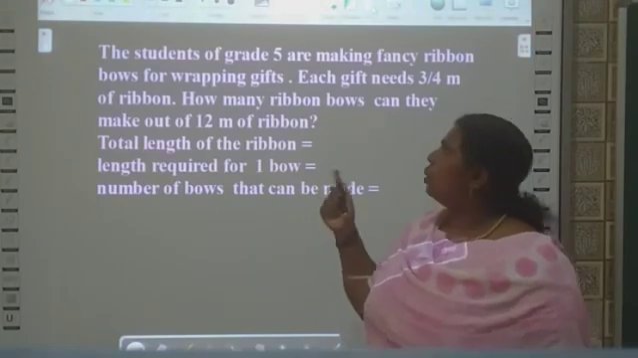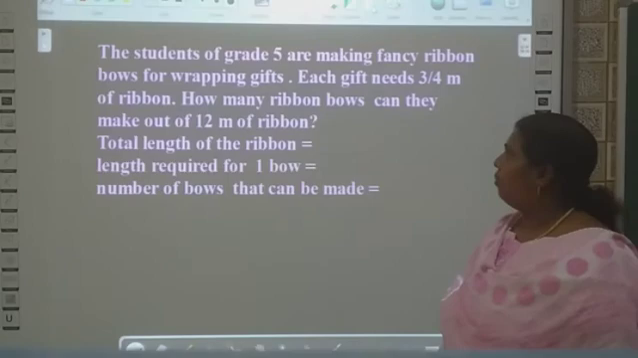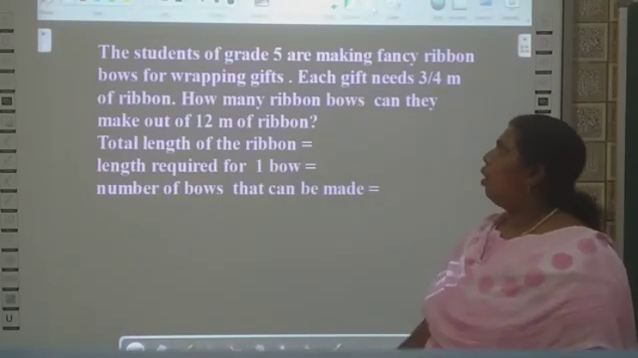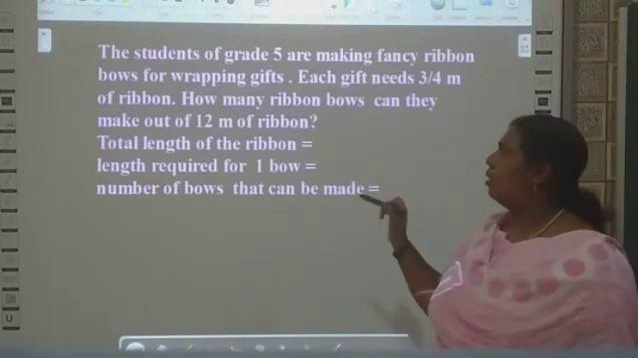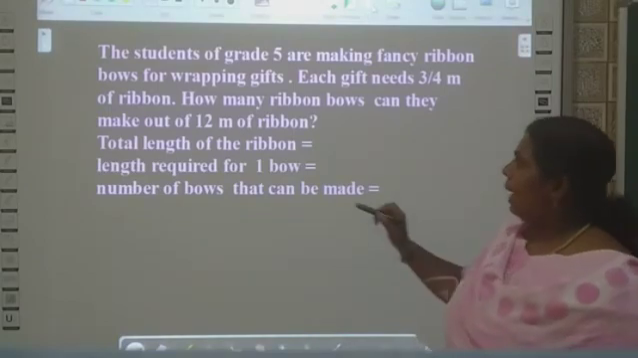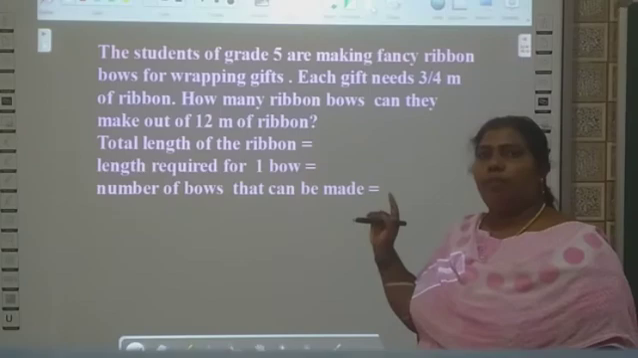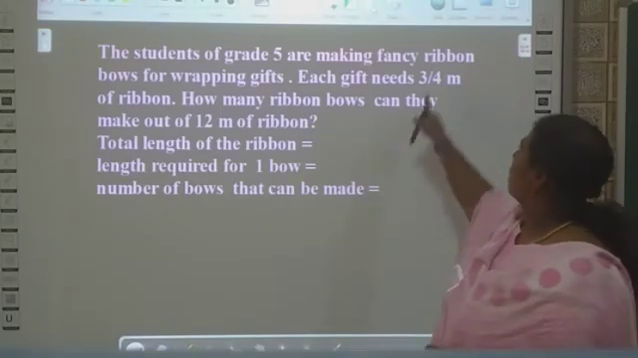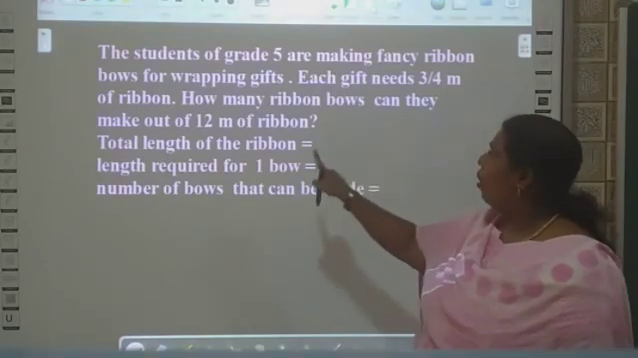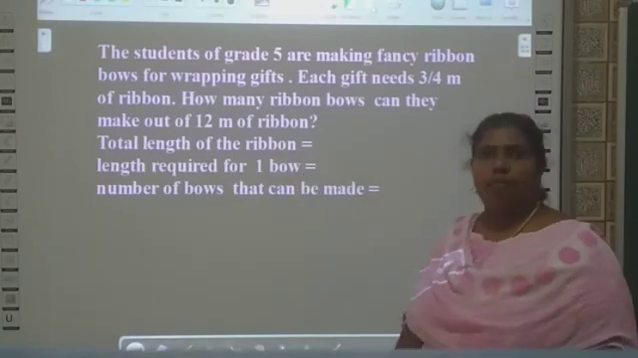That sum: the students of grade 5 are making fancy ribbon bows for wrapping gifts. Each gift needs 3 by 4 meter of ribbon. How many ribbon bows can they make out of 12 meter of ribbon? So total length is how much? 12 meter. How much required for one bow is how much? 3 by 4 meter. What is the question? How many ribbon bows can they make out of 12 meter of ribbon?